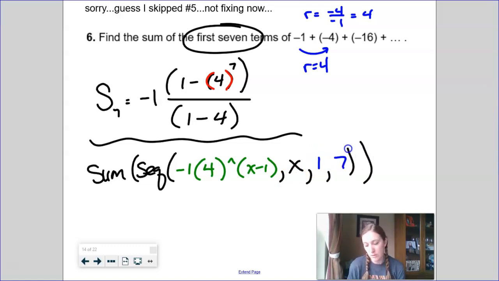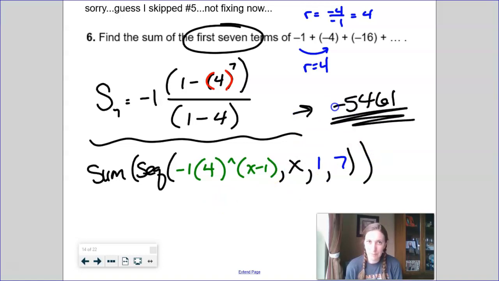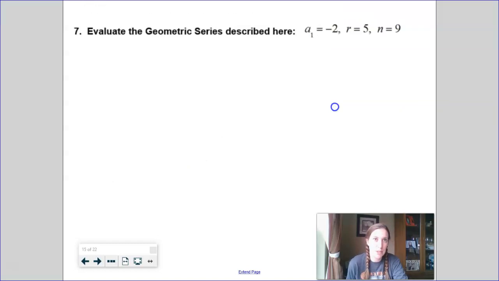And then when I plop that in the calculator, I get negative 5,461. So pause the video, try typing. I would suggest typing both of them. You really have to start making a decision which way you would like to practice this, because if you're like me these days, you want to get this done as efficiently as possible.